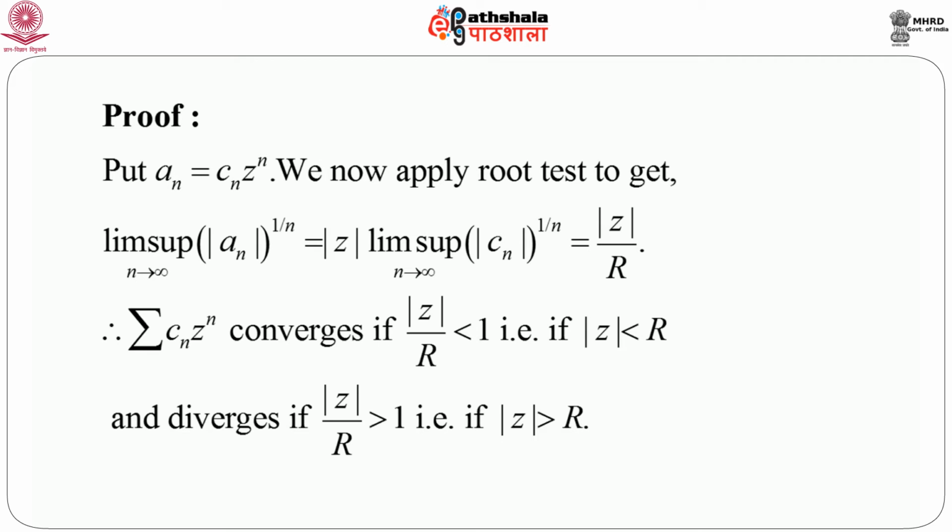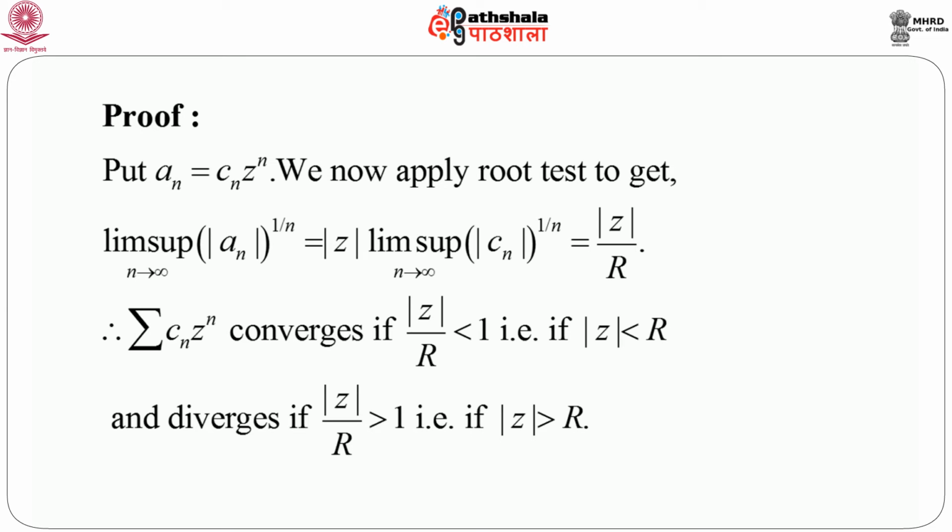Put a n equals Cn into z to the power n. Just apply the root test to get lim sup of modulus of a n, whole to the power 1 by n, which is nothing but modulus of z into lim sup of modulus of Cn, whole to the power 1 by n, which is nothing but 1 by R. That means the entire quantity equals mod z by R. So it is clear by the root test that summation Cn z to the power n converges if mod z by R is less than 1, that is if mod z is less than R, and diverges if mod z is greater than R. So this is just a direct application of the root test that we learned at the very beginning.